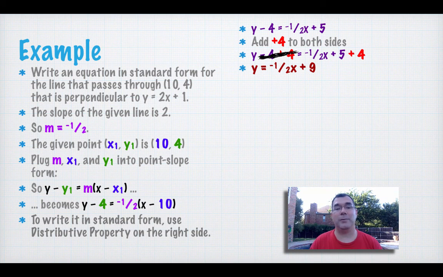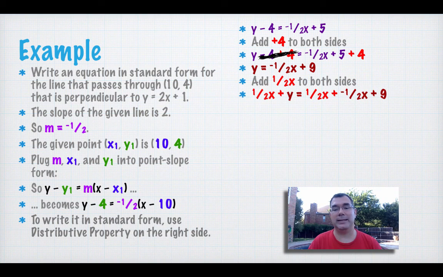Okay, so standard form means I need to get the x's on the left now, so I will add 1/2 x to both sides. And if I do that, it looks like this. 1/2 x plus y equals 1/2 x plus negative 1/2 x plus 9. So now it's the 1/2 x and the negative 1/2 x that cancel each other out. And so I get 1/2 x plus y equals 9.